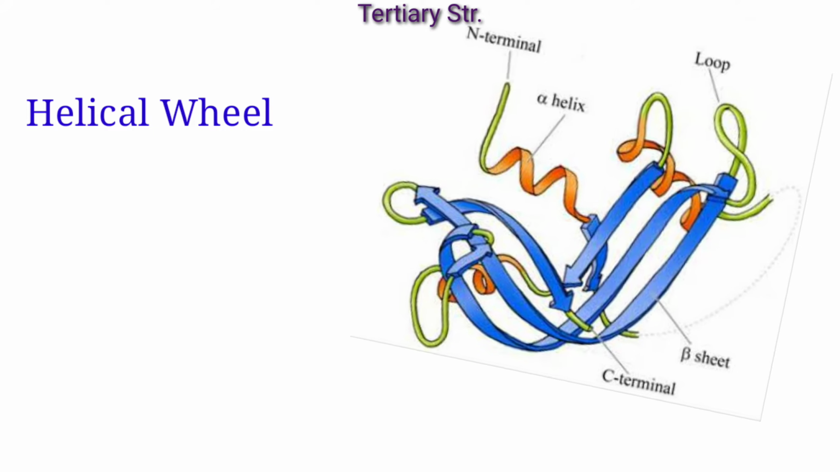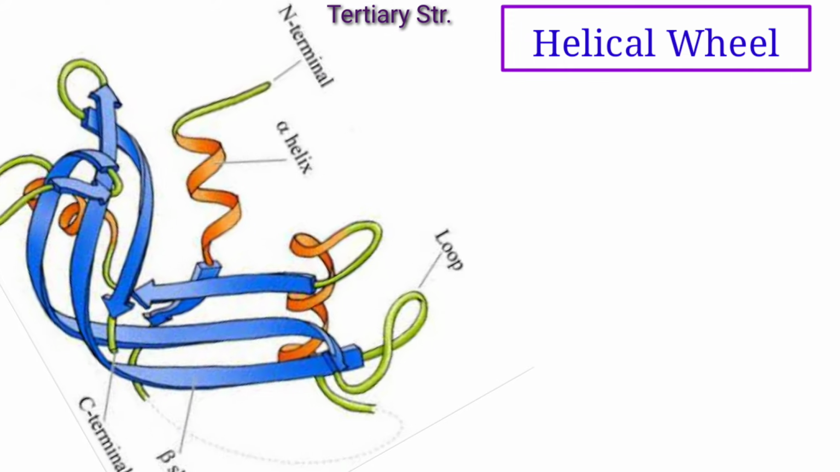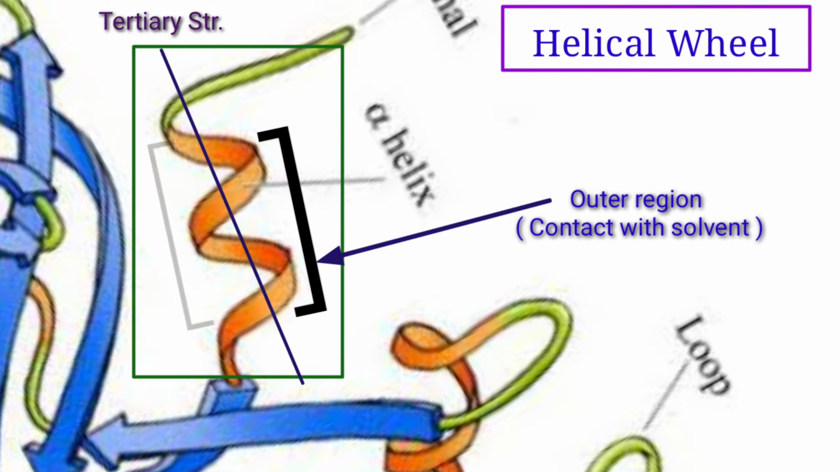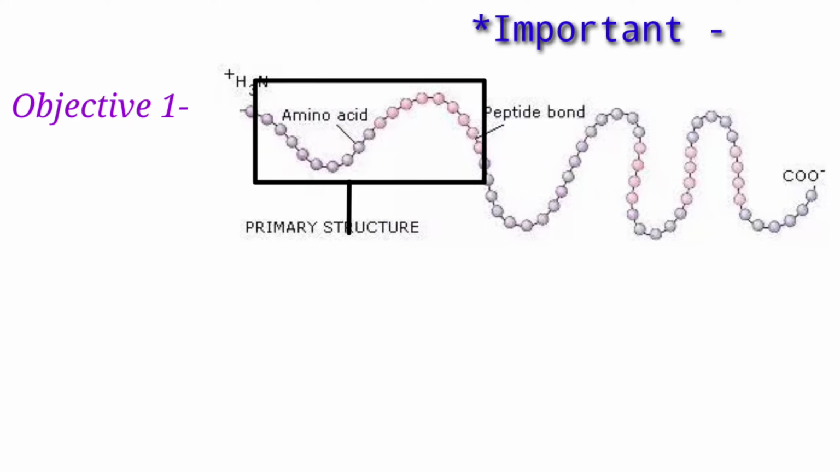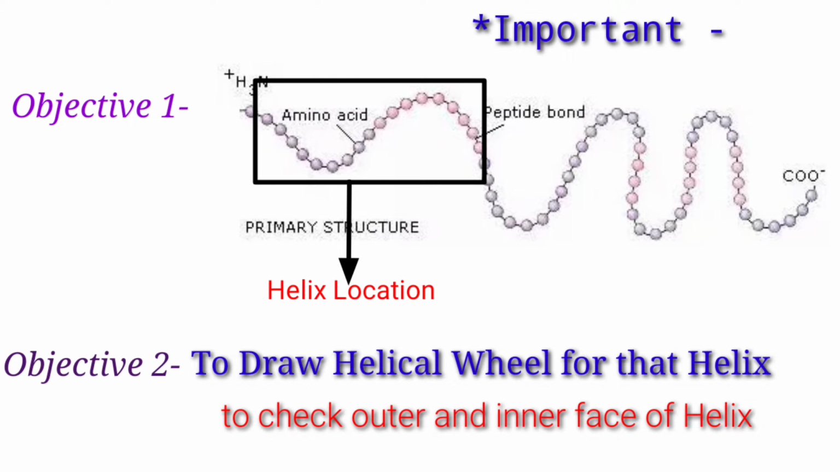The information generated after drawing a helical wheel will show which part of the alpha helix is likely to interact with solvent and which part of the alpha helix is likely to interact with their inner portion. This is very important. There is a reason why we are doing this. First, we found which portion is going to form alpha helix. Now, we are looking at the helical wheel based on the information of the amino acid sequence.